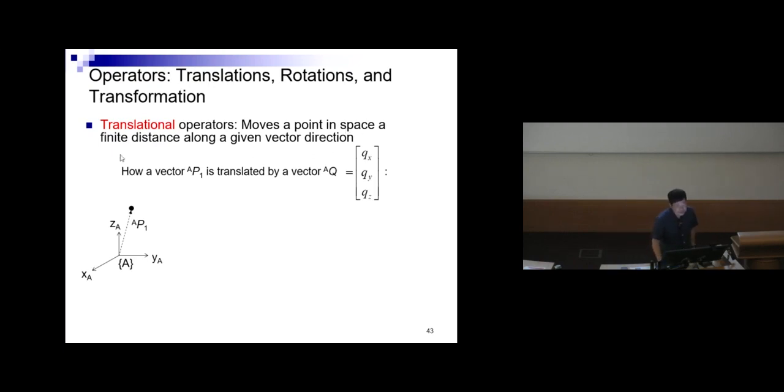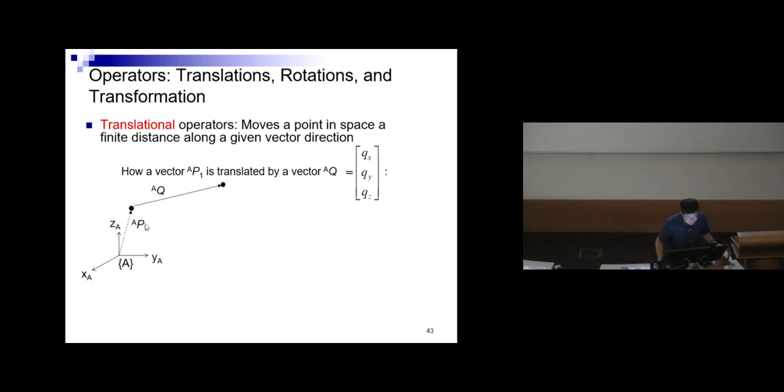So you move a point in space a finite distance along a given vector direction. So a vector AP1 is translated by a vector AQ. So your AQ will be QX, QY, and QZ. So this is your AP1. And then from here, you translate this point from this point to this point. This P1 simply means that it's point 1. So don't read too much into it.